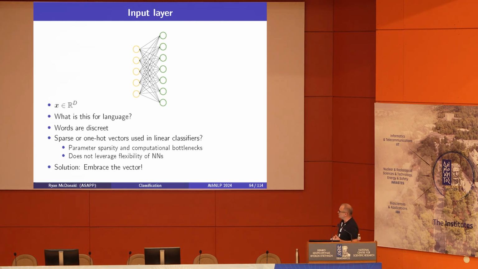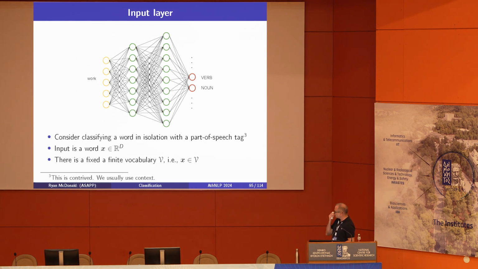And in particular, we should lean into the fact that neural networks are really good at dealing with real-valued numbers, dense vectors. Modern architectures like GPUs are really fast with dense, large vectors and matrix computation. So why don't we just embrace the vector and learn real-valued representations?